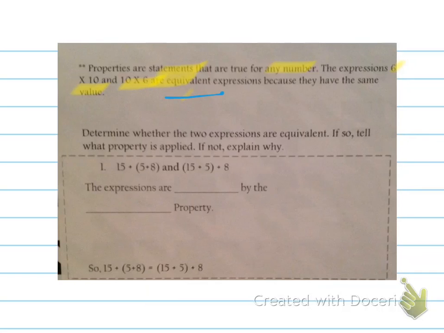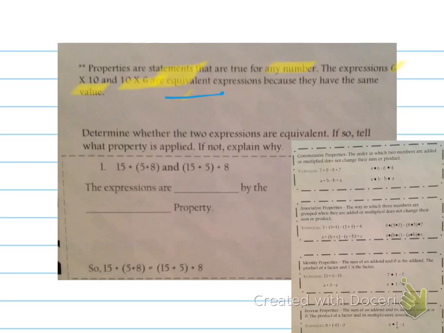If so, tell what property is applied. If not, explain why. So here we have our 15 plus parentheses 5 plus 8, and where we change the parentheses from the back to the front, 15 plus 5 plus 8. So if we look at our properties on the first page, we want to see which property has 3 numbers with parentheses. And that is this property right here, our associative property. So we want to see if the two sides are equivalent.